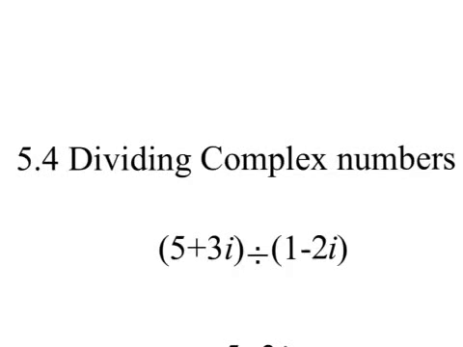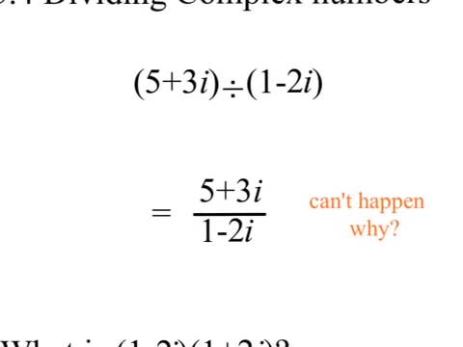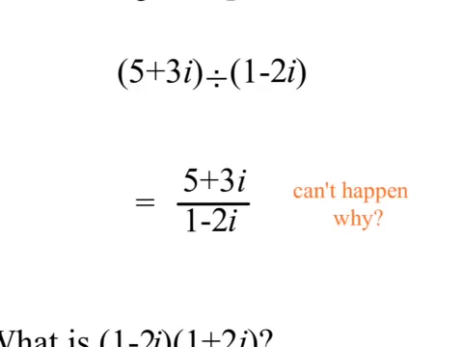We're going to talk about dividing complex numbers in this video. So if you see here, I have two complex numbers being divided. I have 5 plus 3i divided by 1 minus 2i. When you do a dividing problem, it's actually best to rewrite it so that it's in a fraction form. And so we have 5 plus 3i divided by 1 minus 2i, same thing.